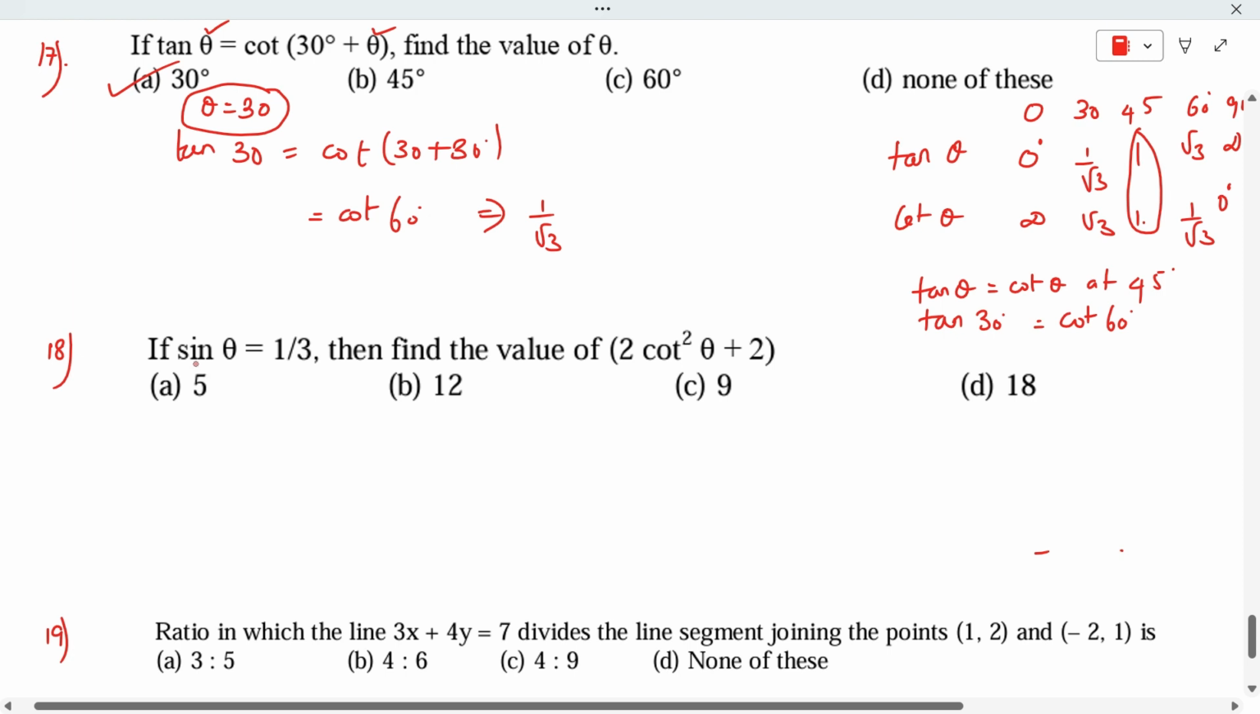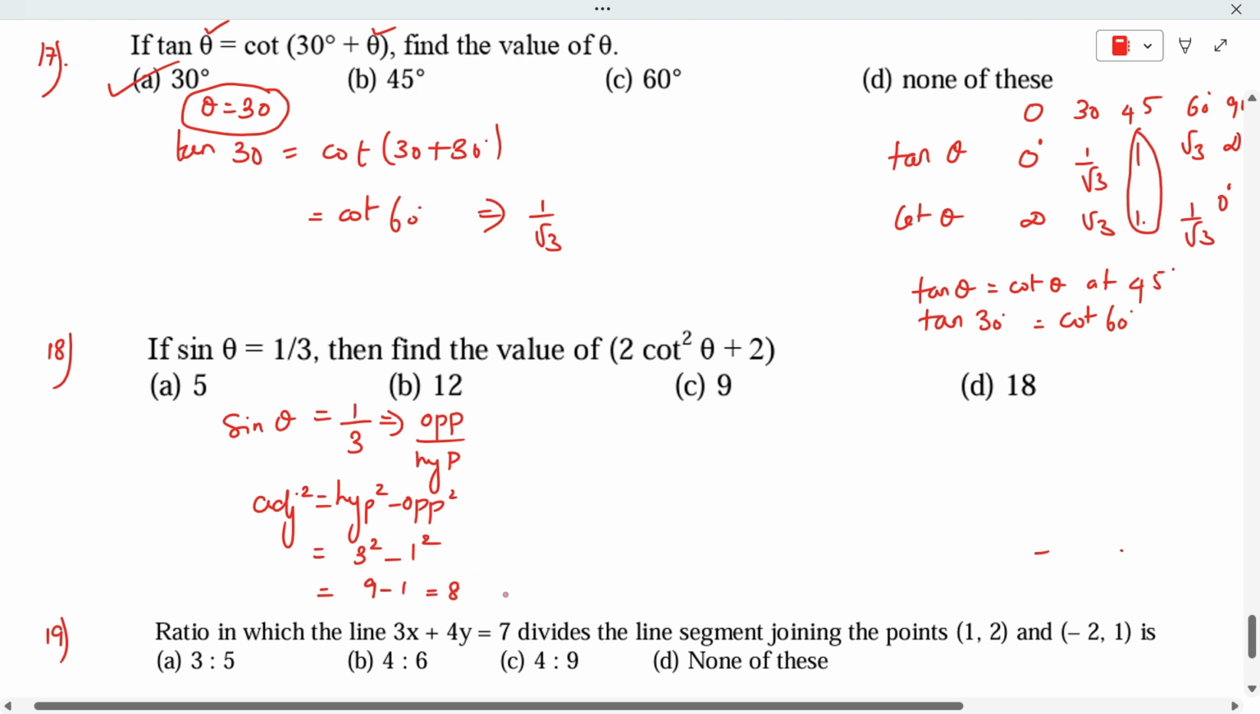Come to question number 18. If sine theta is equal to 1 by 3, what is sine theta? It is opposite by hypotenuse. So what is adjacent? From Pythagoras, adjacent square is equal to hypotenuse square minus opposite square, that is 3 square minus 1 square. 9 minus 1 is 8, so adjacent square is 8. So the adjacent side is root 8, which can be written as root of 4 times 2, that is 2 root 2.